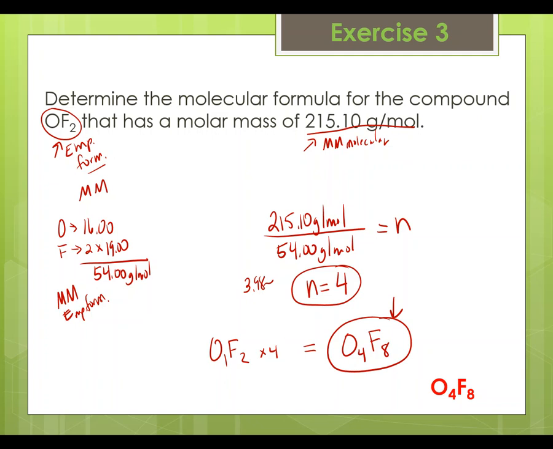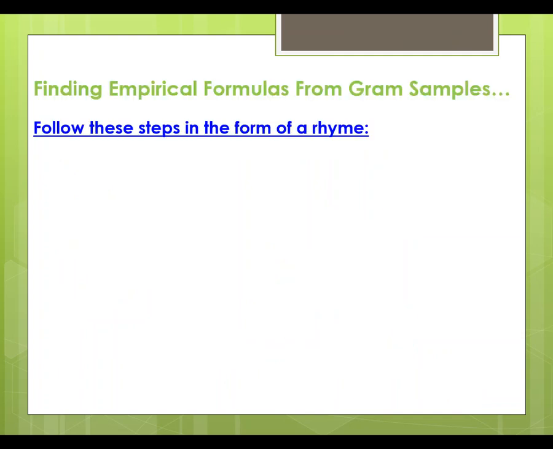So once you get the empirical formula, if you know the molecular formula's mass, you can calculate the multiplying factor, multiply it through, and get your molecular formula, which obviously is not the reduced form because O4F8 is reducible. All right, last example here.